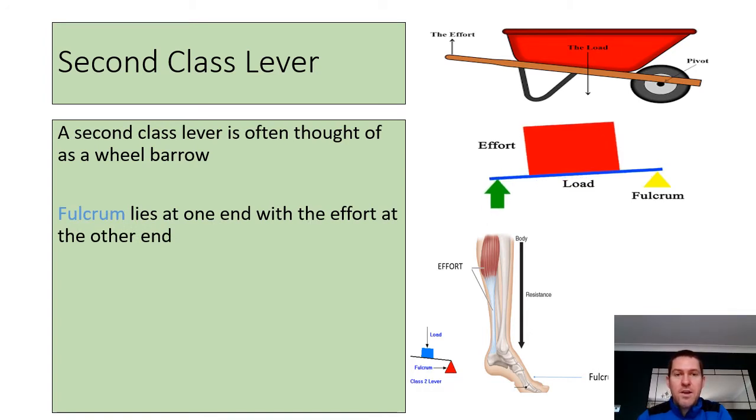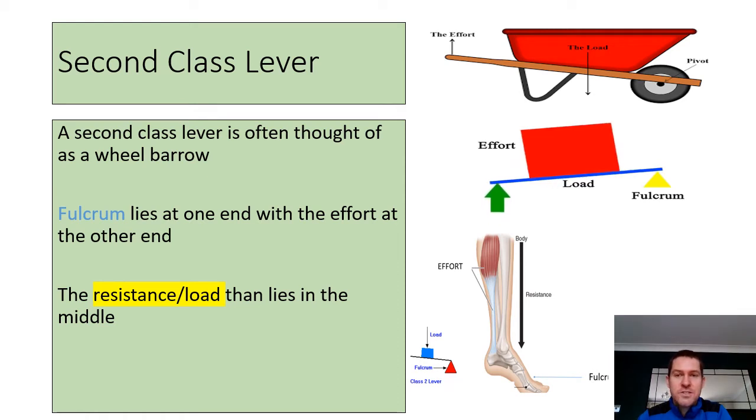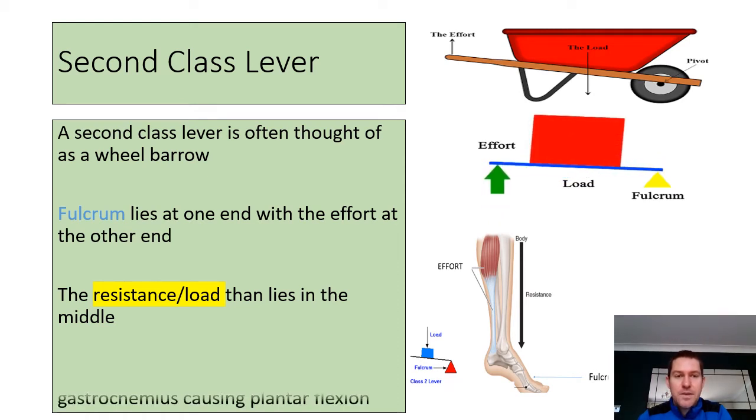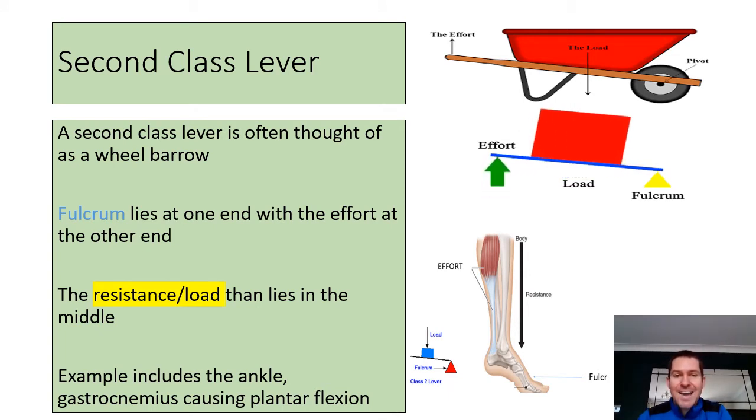So the fulcrum here lies at one end when we look at the second-class lever system, and as it says there, with the effort at the other end. So in the middle is the load or the resistance, as I've just said. An example of this within the body will be seen within the ankle joint.